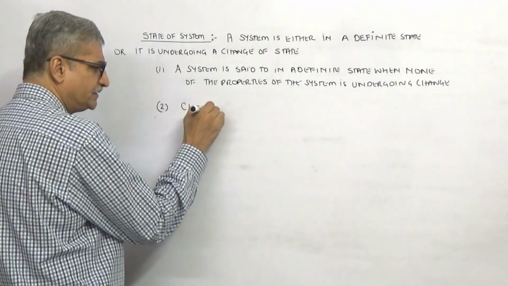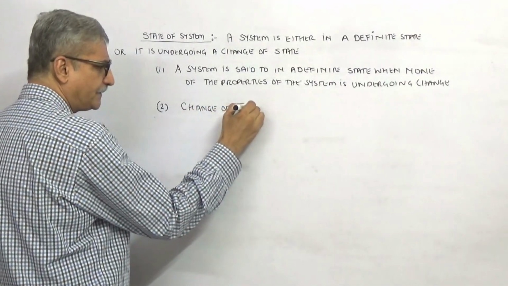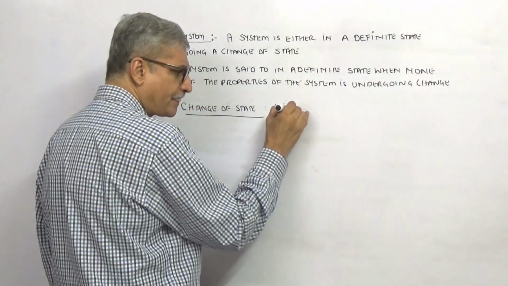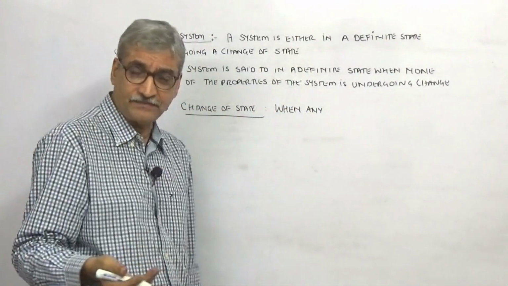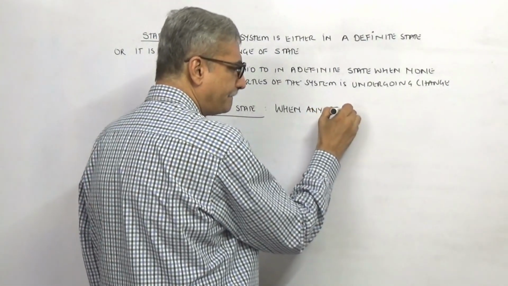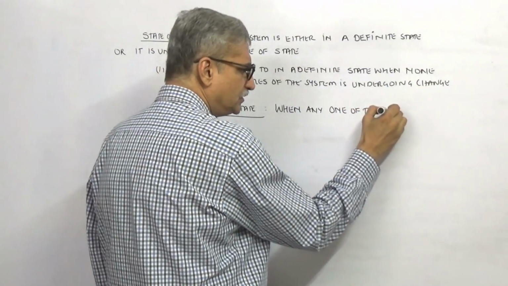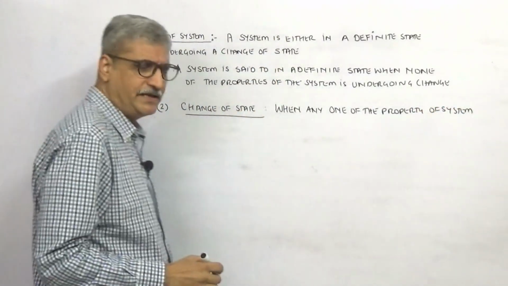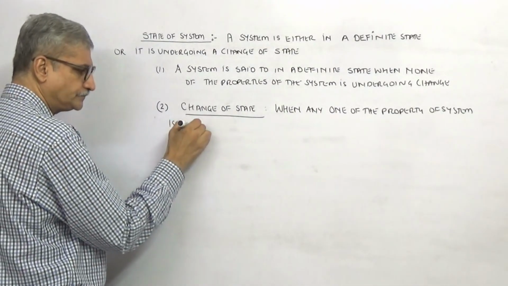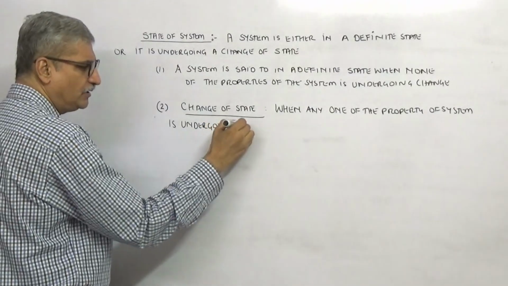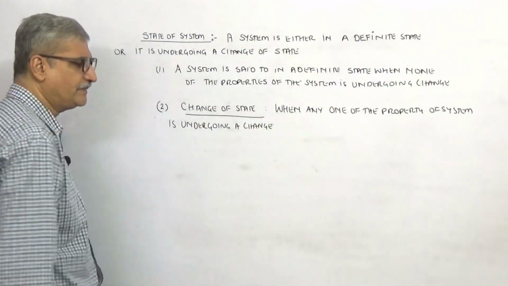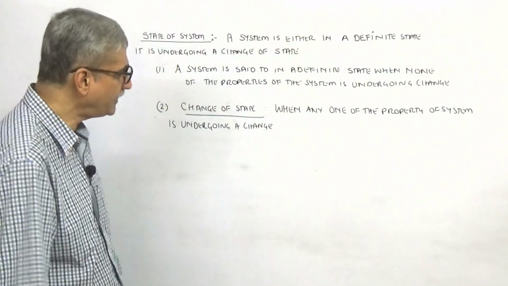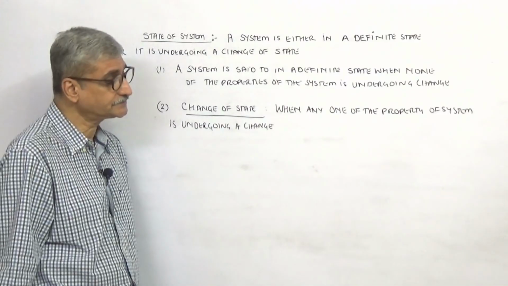So what do you mean by change of state? Change of state means when any one of the properties of the system, when more than one can be there, but at least one, is undergoing a change, then it is undergoing a change of state. Okay. Now the next one is what do we have?